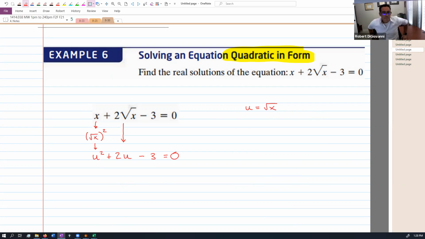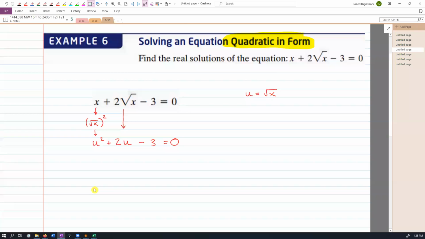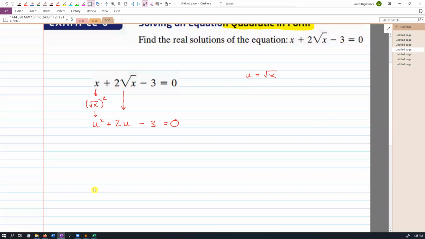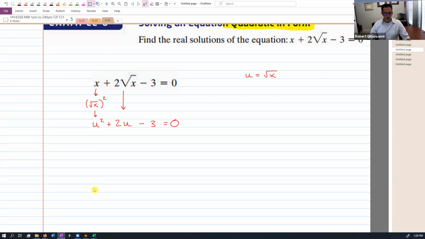Anybody have a question on that? Could we have just squared that entire side? Square x, square 2 square root of x, and square negative 3. Ah, okay, good question. So the question is being asked, could we have taken this, squared the left side and squared the right side?